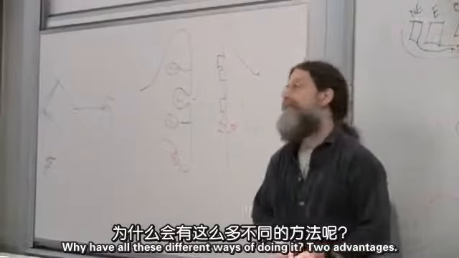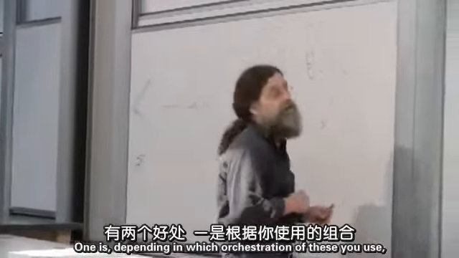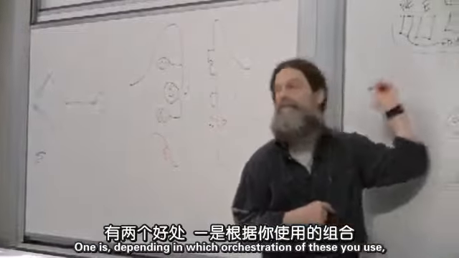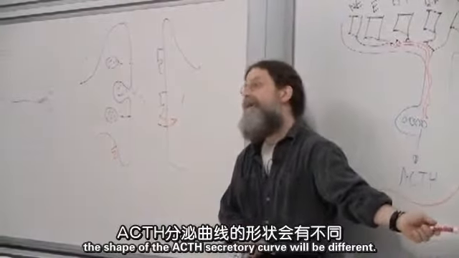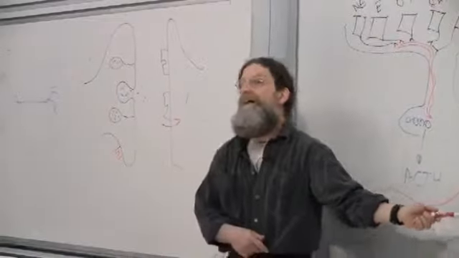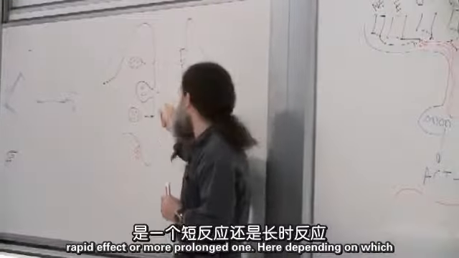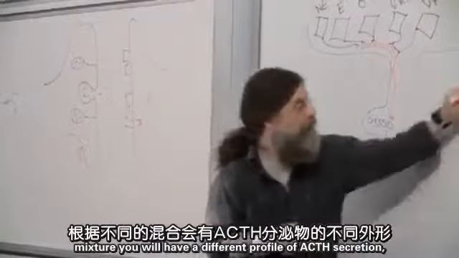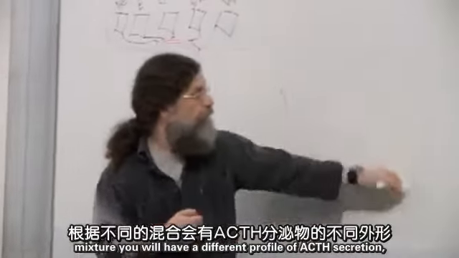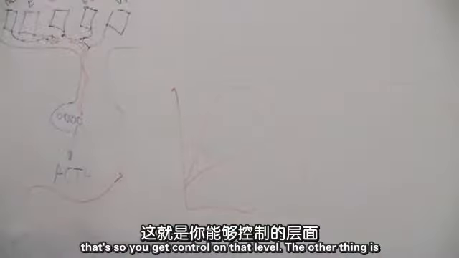Why have all these different ways of doing it? Two advantages. One is, depending on which orchestration of these you use, the shape of the ACTH secretory curve will be different. It's the same deal here. You use two of these to get a short, rapid effect, a more prolonged one. Here, depending on which mixture you have, you will have a different profile of ACTH secretion. That's so you get control on that level.